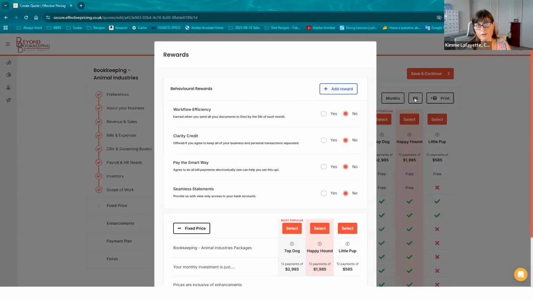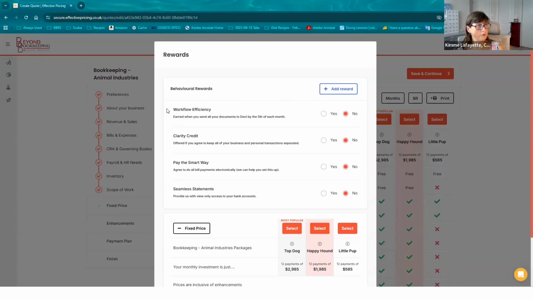Basically, it's things that you would need to, an agreement that we would have, that you would need to agree to do these things, which again helps make our bookkeeping work a little more efficient, which then makes things better for you because it has an impact on your price. The more efficient that we can be, the lower your price will be, right? So you can see I have some behavior rewards here.